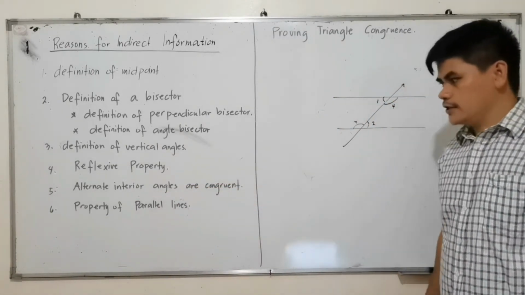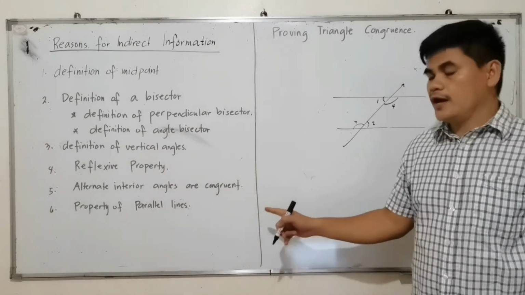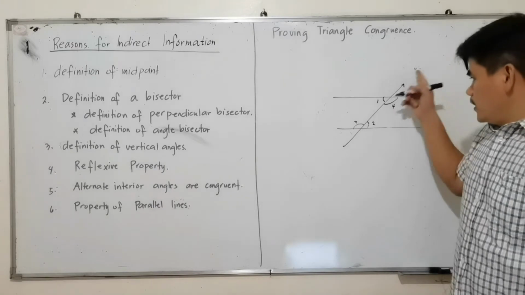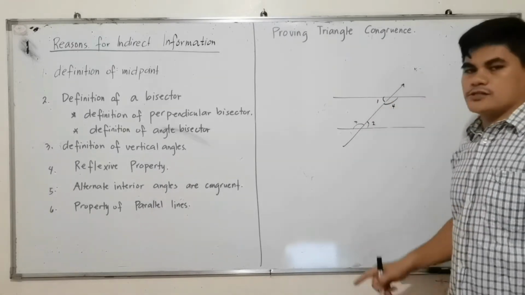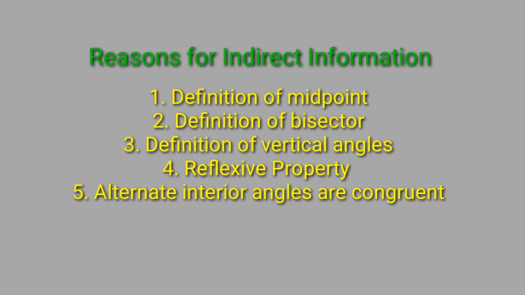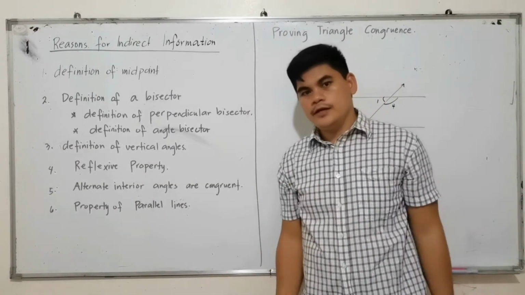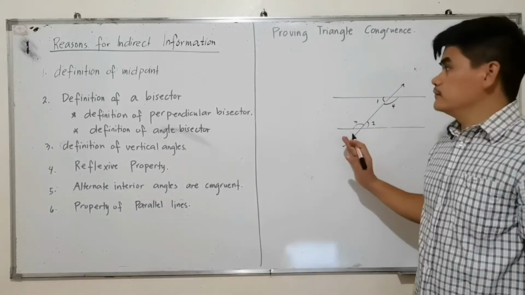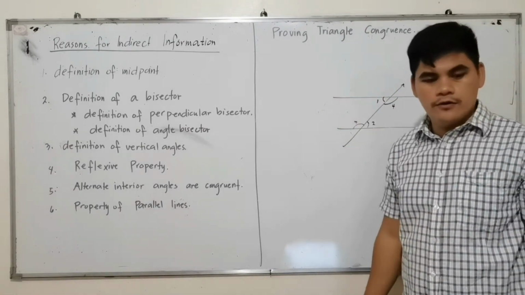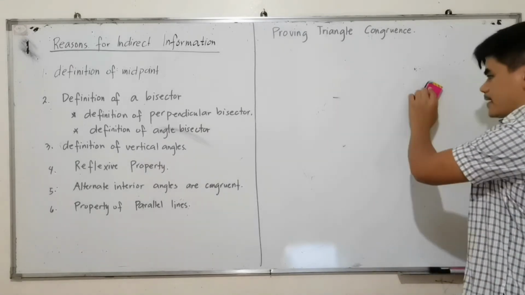Number 6, the property of parallel lines. When parallel lines are cut by a transversal, alternate interior angles are congruent. Now that we know these reasons, we are ready to solve or prove triangle congruence. Let us try this example.